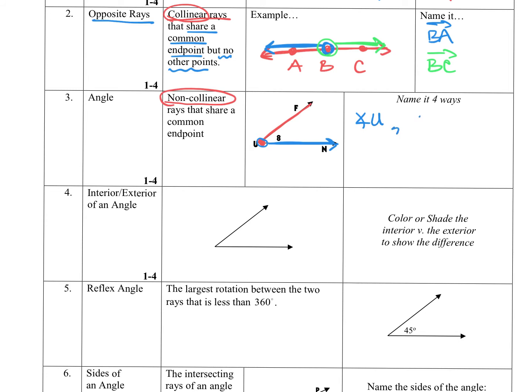I can also say angle, and now I can pick a point on one of the rays, then go to the common endpoint, and then go to the point on the other ray. So I can follow it around. So I could say angle F-U-N. I could also say angle, and I could go the other direction. I could say N-U-F.